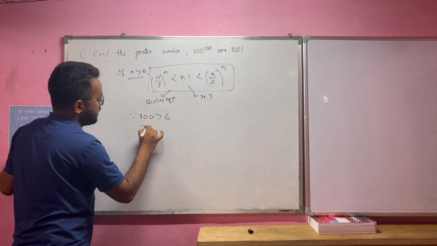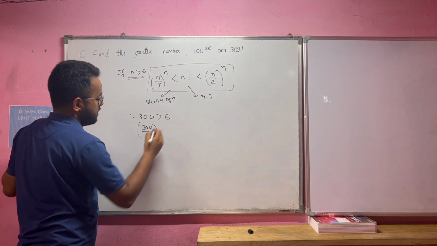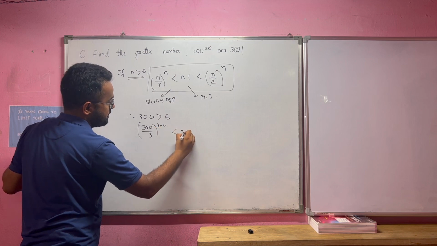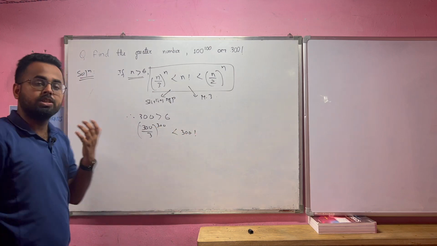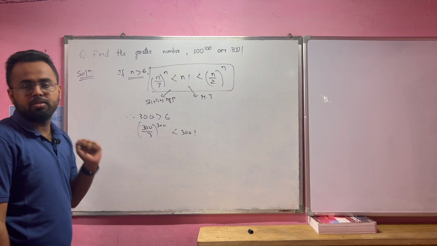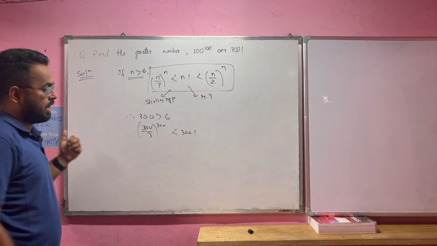So (300 by 3) power 300 is less than 300 factorial. So what value of n did we substitute? n equal to 300. So what is 300 by 3? 100.